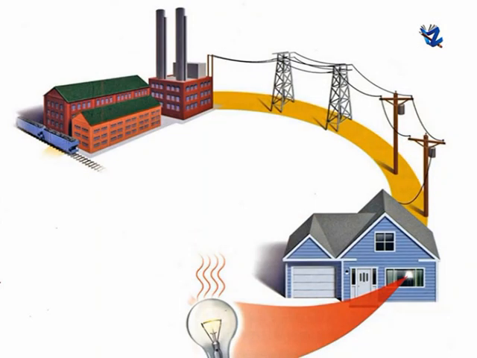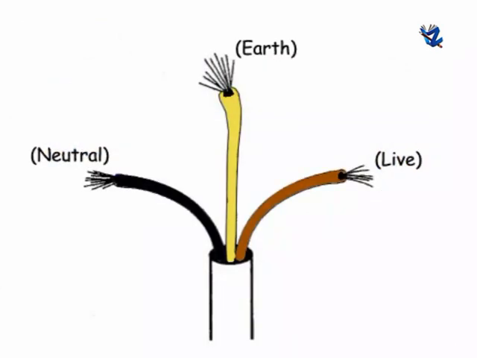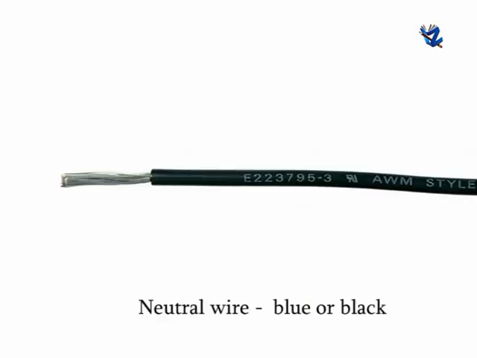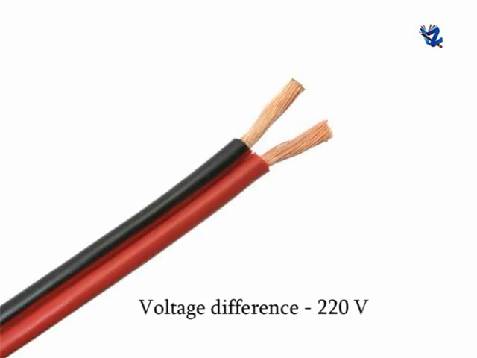The electricity in our homes is brought through the main conducting cable either from the electric pole or from underground cables. Usually there are three wires. One is the live wire which brings in the current. It has a red or brown insulation. The other is the neutral wire through which the current returns. It is blue or black. In India, the voltage difference between the live and neutral wires is about 220 volts.